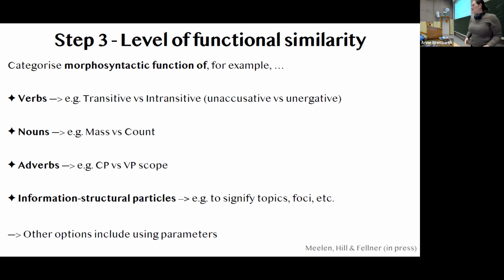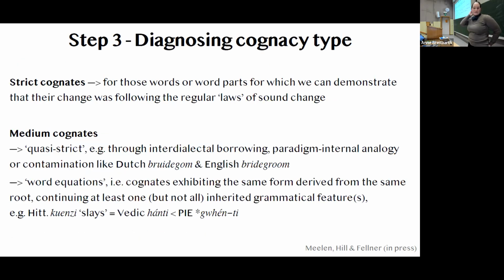You can, for nouns, look at mass nouns versus count nouns, for adverbs, you can look at scope of adverbs, etc. So there's a lot of things you could look at, and it doesn't really matter how many of these you use or how few of these you use, as long as you do it consistently for everything that you're doing. Another option is to use parameters, and that's the final thing that I'll get to in a moment.